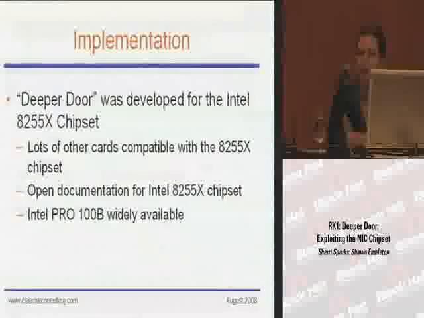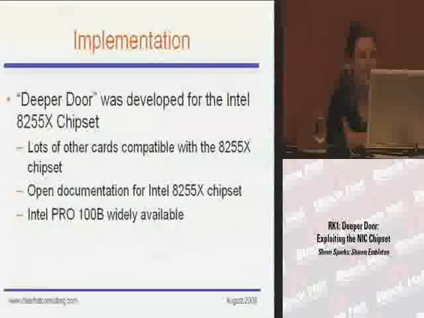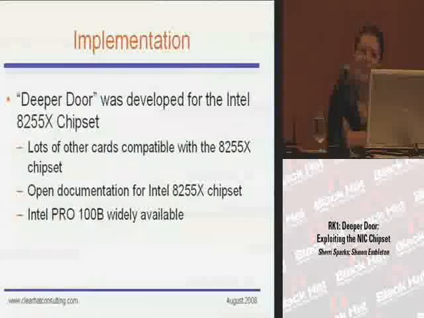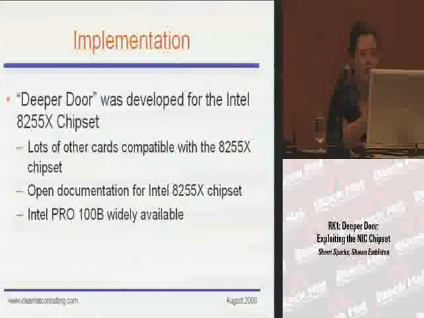So our Deeper Door covert channel was developed for the Intel 8255X chipset. There are quite a few cards that are compatible with that chipset. The Intel 8255X also has open documentation, so we were able to freely download the documentation off of Intel's site, which was very helpful. And then the Intel Pro 100B is pretty widely available. And of course, we had a couple of them sitting in a box at home. So all of those things motivated our choice to use this particular chipset.